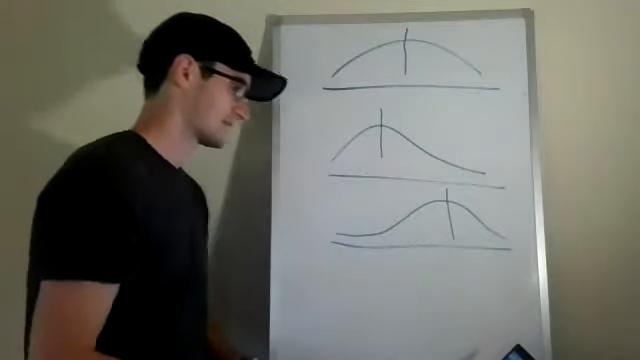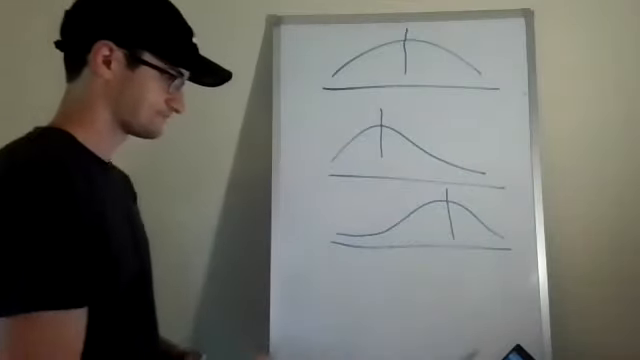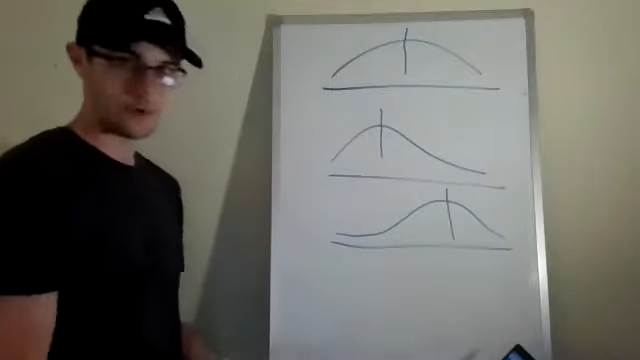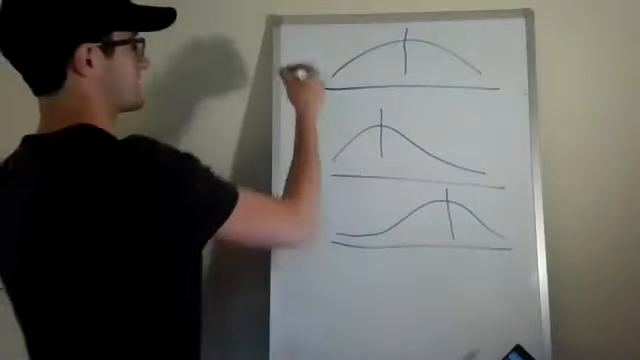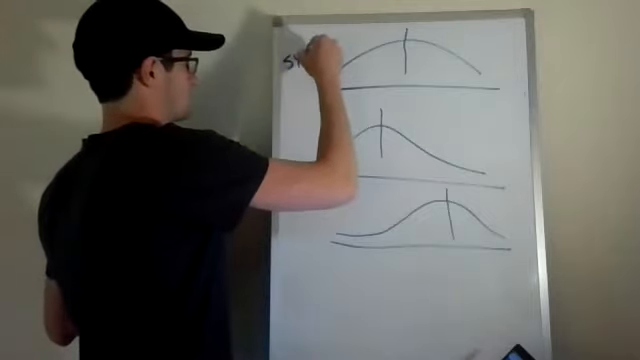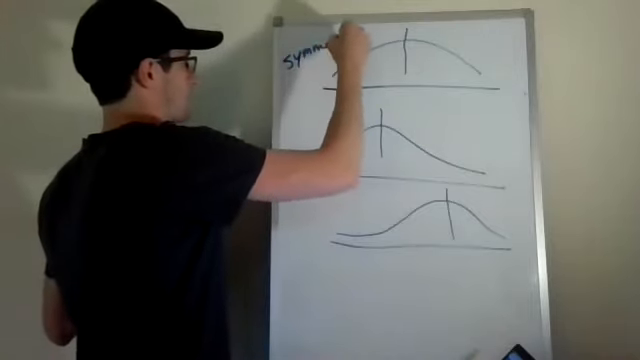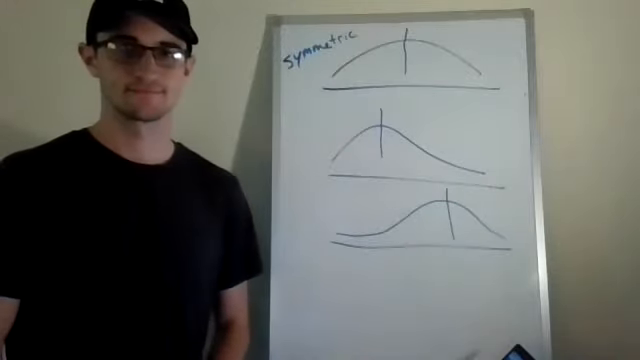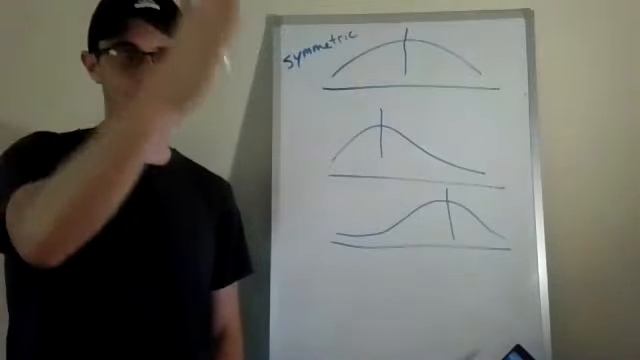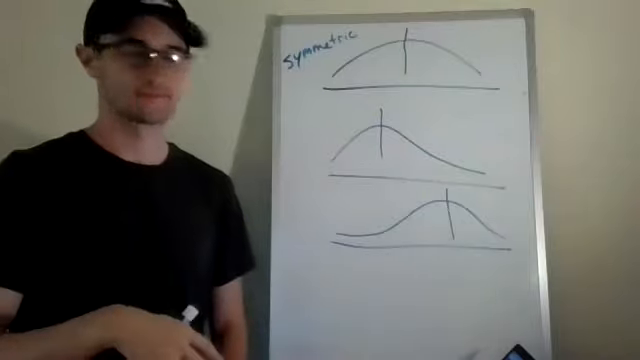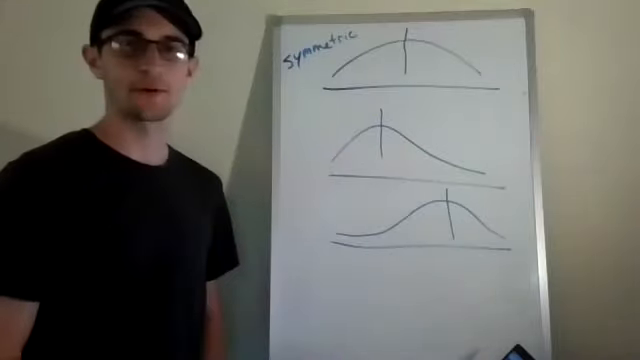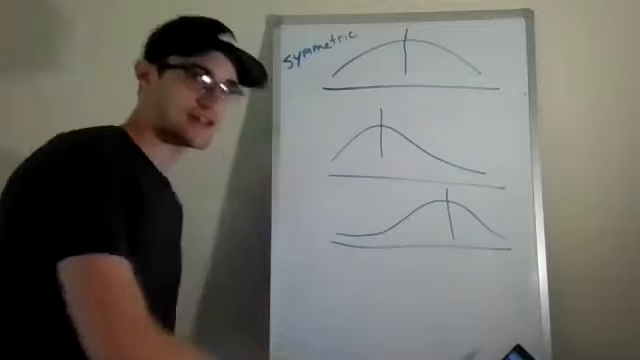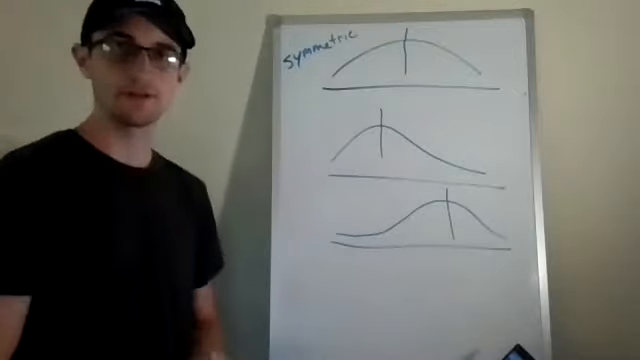Now, here's the confusing part. There's 3 ways we can describe this. The first one makes absolute sense to me: symmetric. It's even. Our median is right down the middle, or thereabouts. It's not off the left side or off the right side. It's right in the middle.